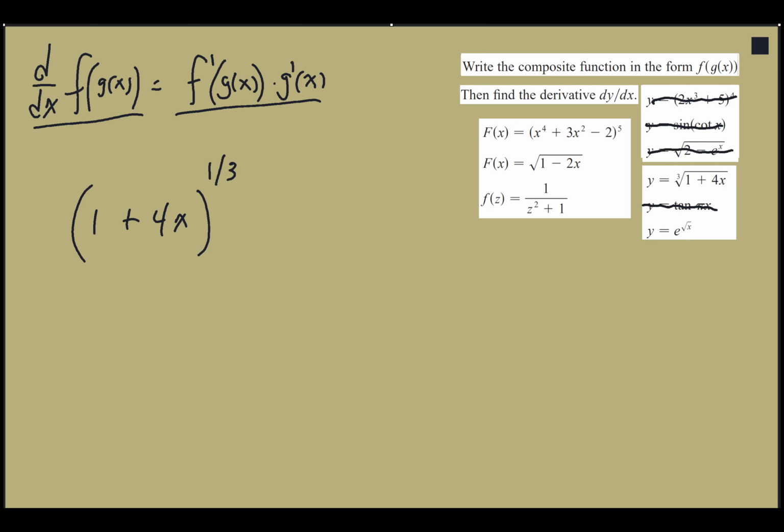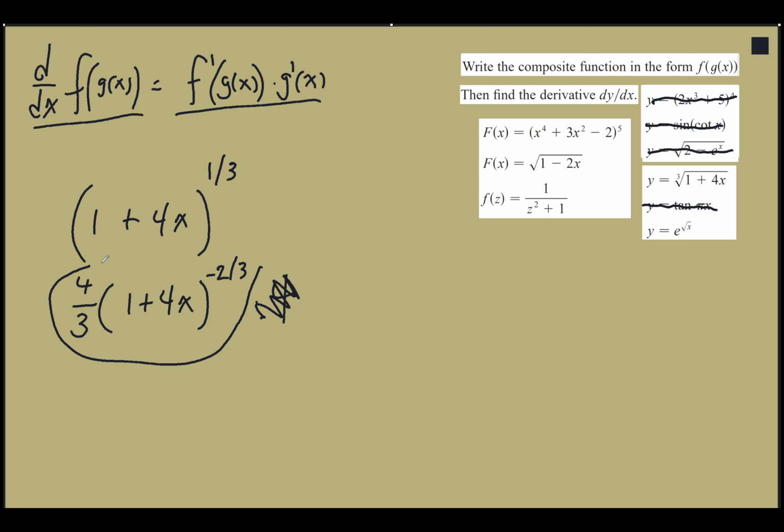So the outside function again is our root. So we'll take the derivative with a power rule. 1/3, 1 plus 4x to the negative 2/3. Just subtracted 1. And then multiply by the derivative of the inside, which is 4. So you get 4/3 over here, and this is gone. And this is our answer. That was the easiest one yet. You just whip that through. Thank you, chain rule.